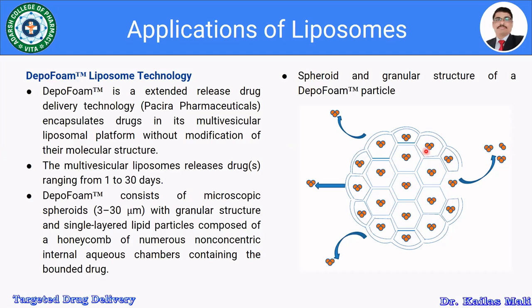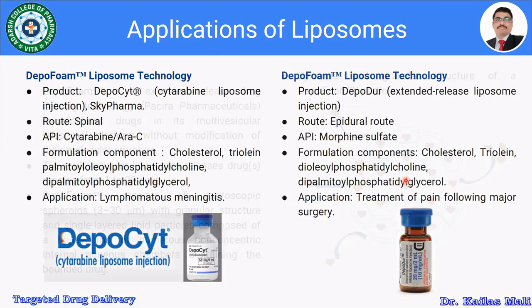The DepoFoam consists of microscopic spheroids. These microscopic spheroids have a size of 3 to 30 micrometers with a granular structure and a single-layered lipid particle composed of a honeycomb of numerous concentric internal aqueous chambers containing the bound drug.